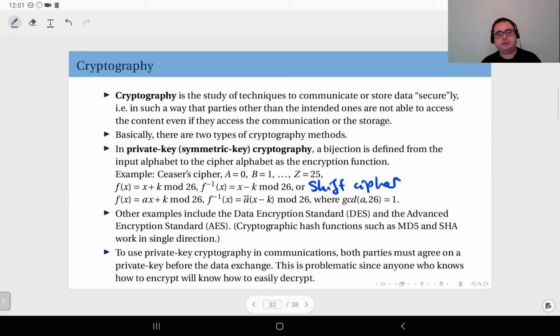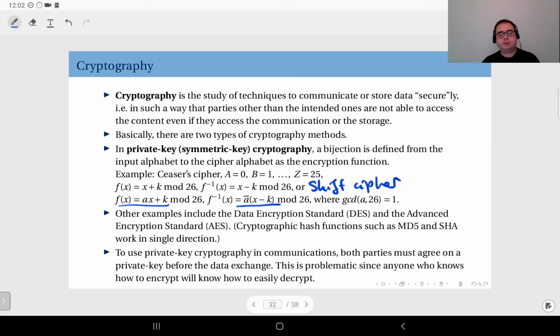There are other functions that can be used in private key cryptography. For instance, this is an affine encryption function, A times X plus K modulo 26, that works on the same alphabet, and this can be decrypted using the inverse function. Obviously here A should be selected in such a way that it's co-prime with 26, the modulus value, so that its multiplicative inverse is guaranteed to exist.